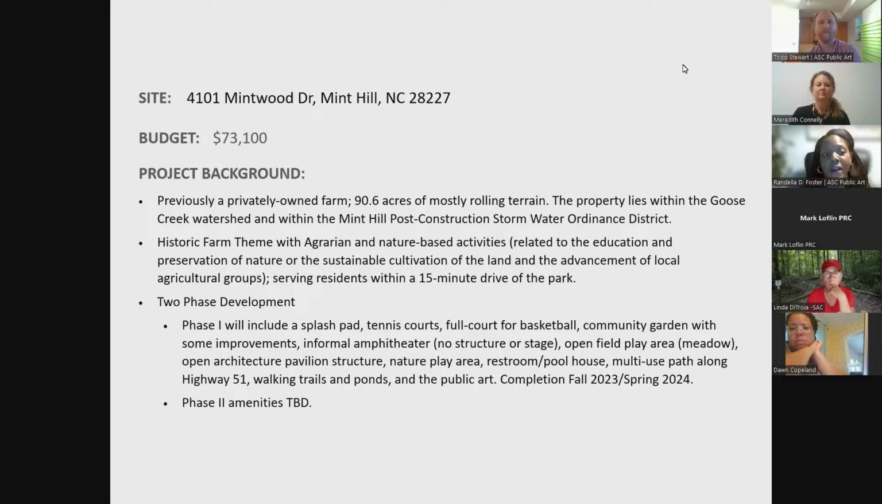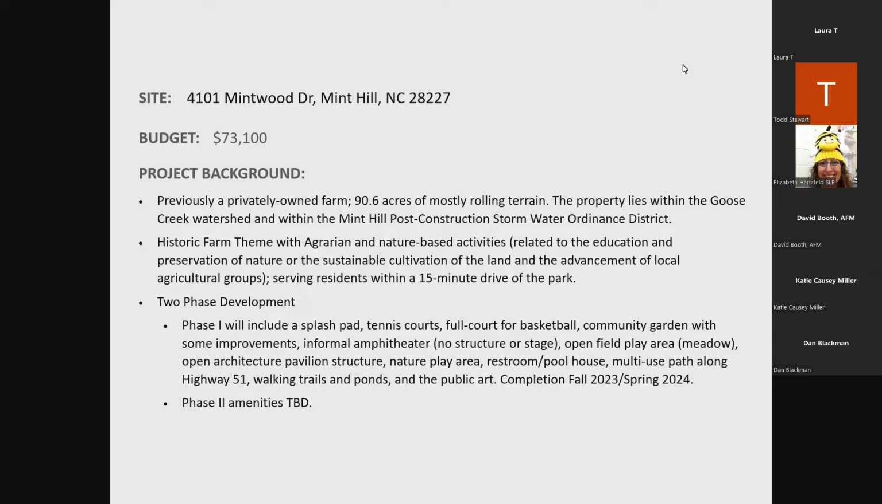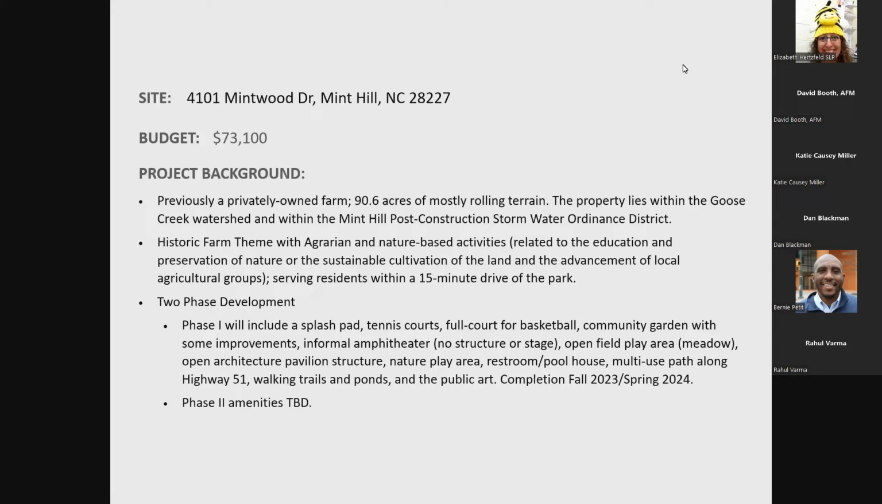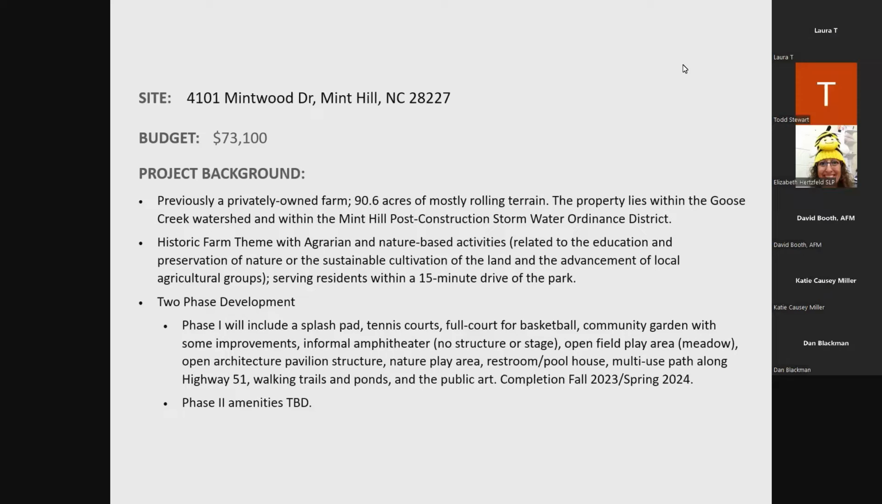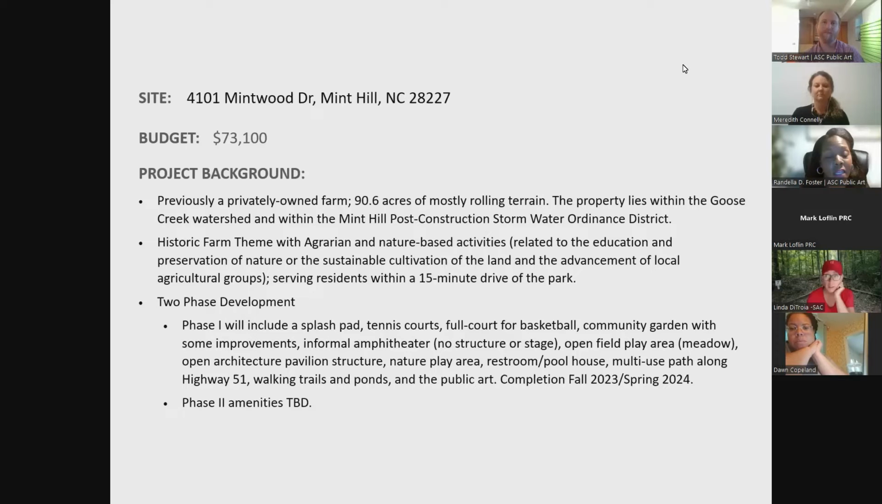There are 2 design development phases for the park. Phase 1 will include a splash pad, tennis courts, full court basketball, community garden with some improvements, an informal amphitheater, an open field play area, an open architecture pavilion structure, a nature play area, of course, restroom and pool house, along with a multi-use path along Highway 51.